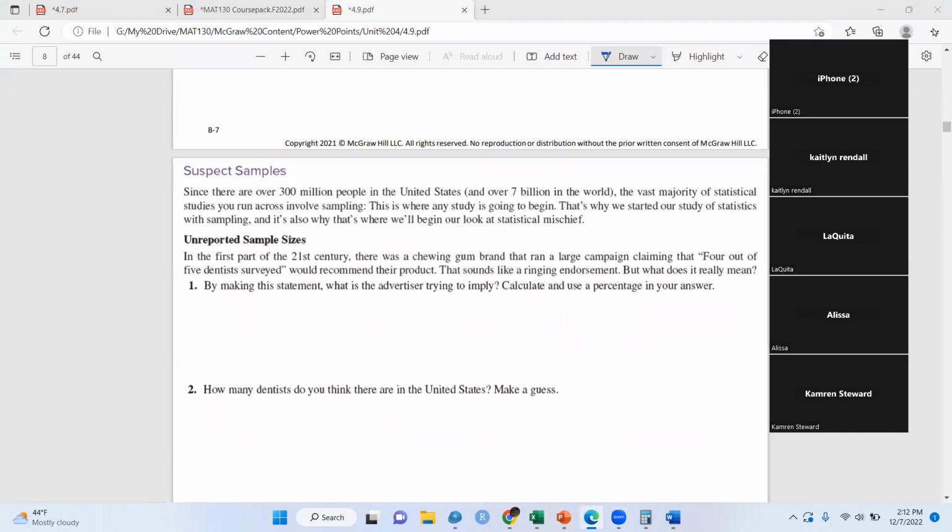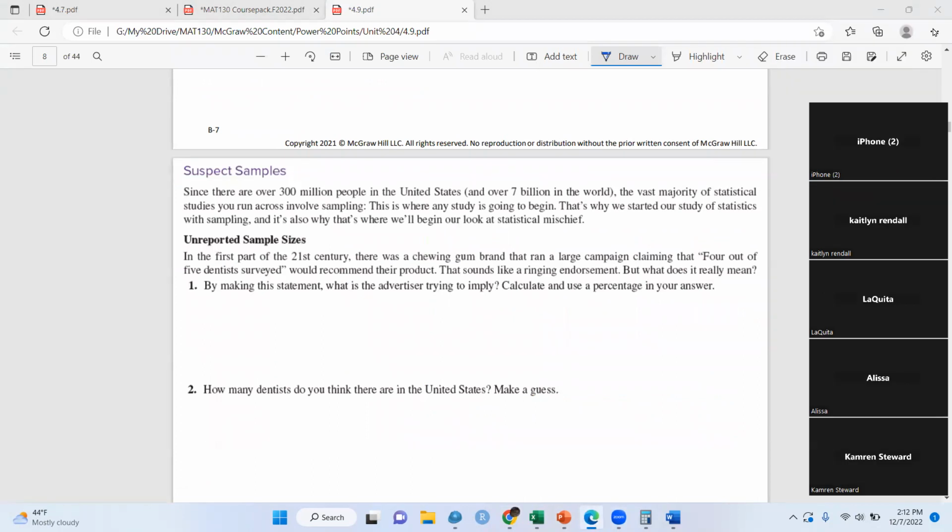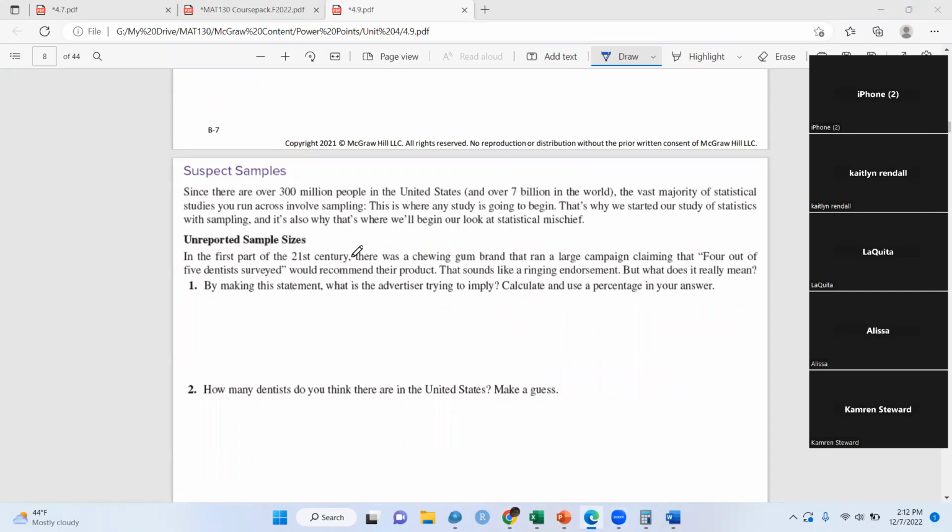So one of the big things that news folk will do when they're reporting things is they don't talk about the sample size. So our author points out a couple things. There's 300 million people in the US, about 7 billion in the world. And then a lot of statistical studies involve sampling, like all of them do.